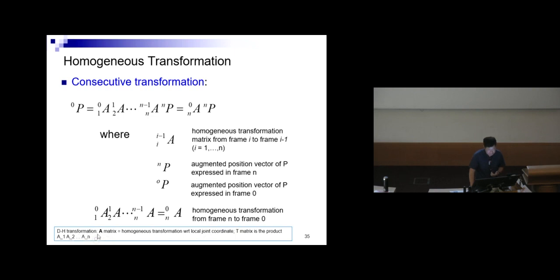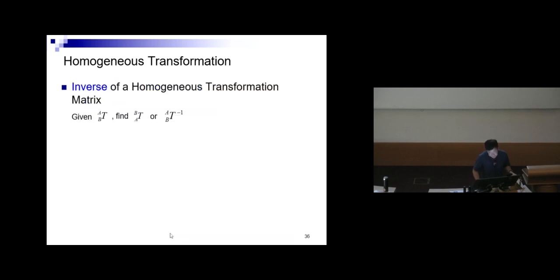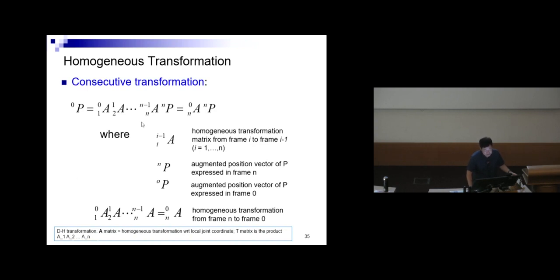So when we come across the DH, we'll talk more about the DH transformation later on. The DH transformations essentially mean that the A matrix is a homogeneous transform with respect to the local joint coordinate. The T matrix is a product of A1 to An. We'll talk more about this next week. So you have a consecutive transformation in this manner.